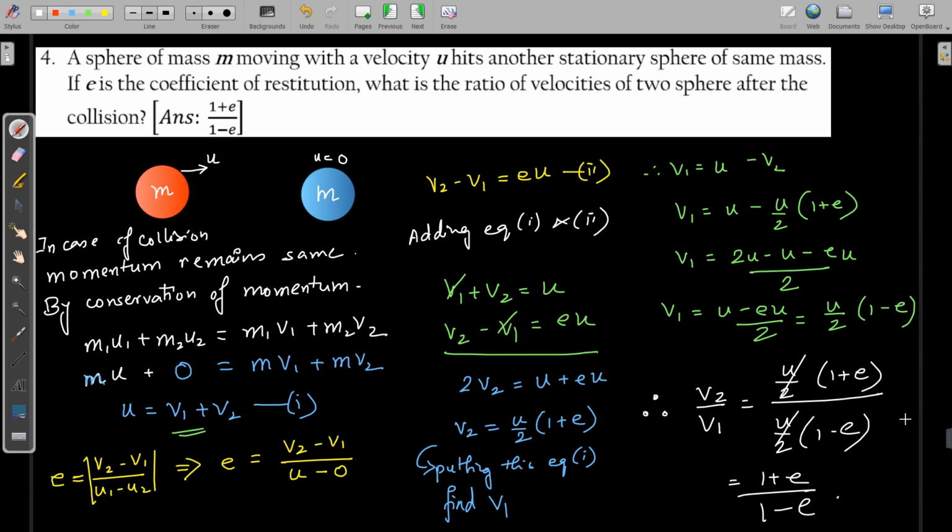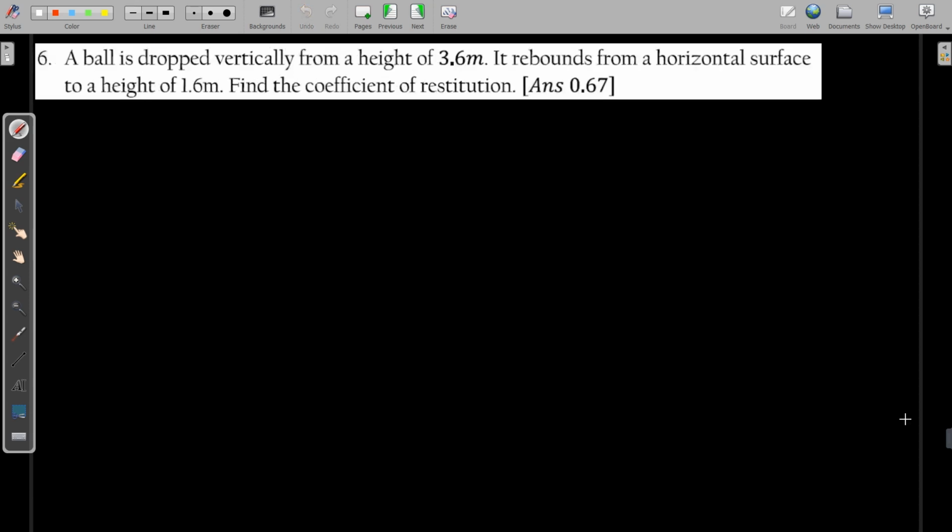Clear? Please check this question repeatedly. If you have any doubt, you tell me. Now this question is very easy. Remember, in class I have told you to write one formula: H2 is equal to e square H1. What is this all about?